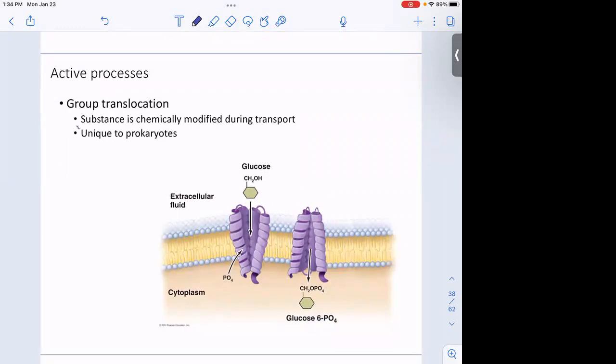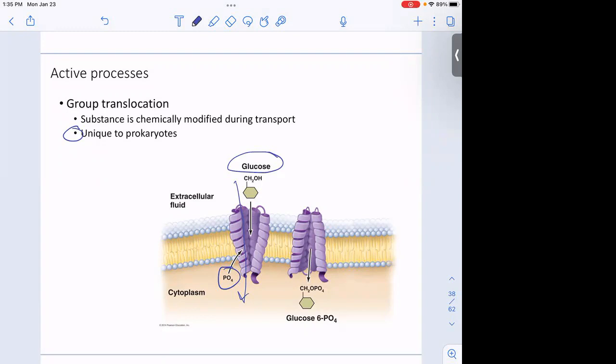There is one additional kind of transport that only prokaryotes can do. This is unique to prokaryotes, and that's called group translocation. With group translocation, whatever the cell is trying to bring in is modified at the same time that the nutrient is brought in. And the best example that I have of that is the first step of glycolysis. The cell changes glucose to glucose 6-phosphate. That actually happens when the glucose is transported into the cell, and that phosphate group is added.